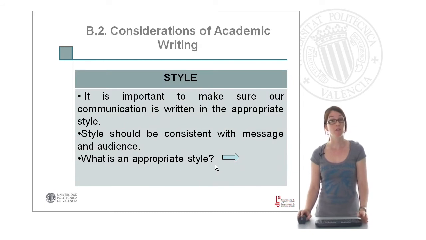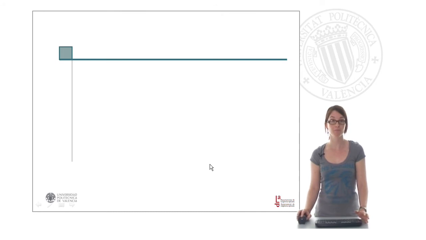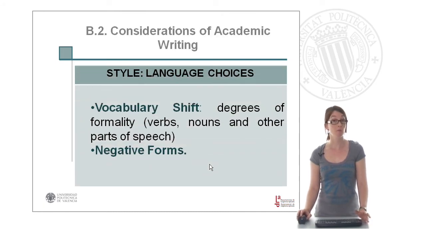Right, now we are going to have a look at style. It's very important that you make sure that your communication is written in the appropriate style. So this means that the style should be consistent with the message and the audience. But what is an appropriate style, especially in academic writing? Well, normally a style is going to be reflected in the language choices you make.